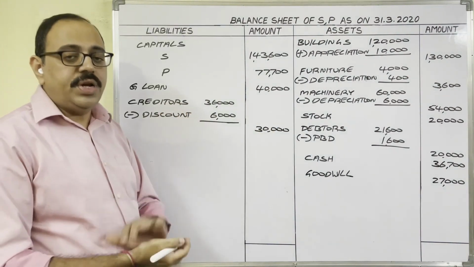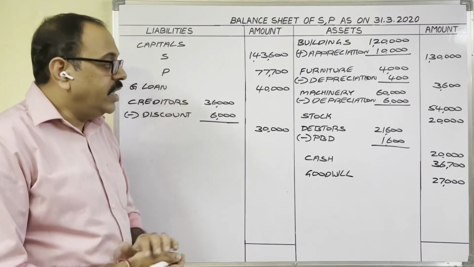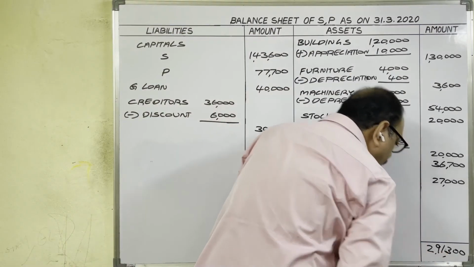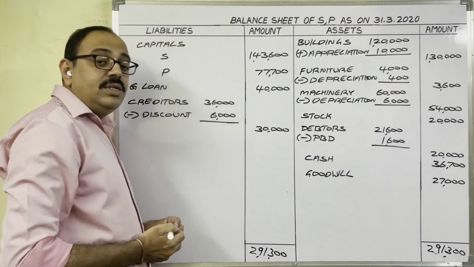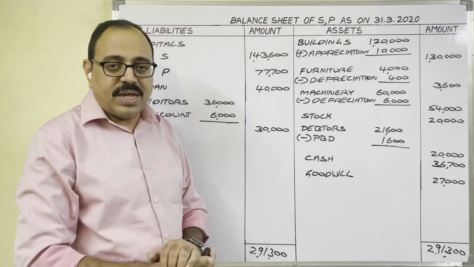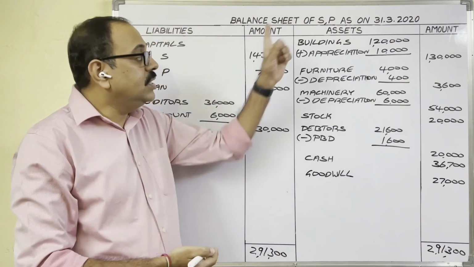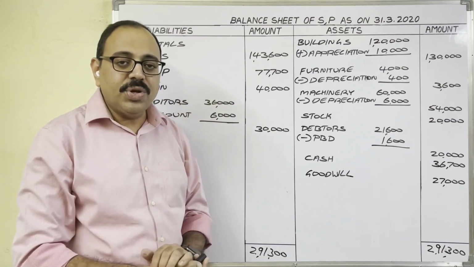So all amounts were written. Finally, find out the totals of the two sides. Asset side total is 2,91,300. Liability side, the same. Thus, on the two sides you should get the same total. Then only the problem is correct. So this is all about the third problem from the retirement of partner topic. Hope this video is helpful to you. Thank you.